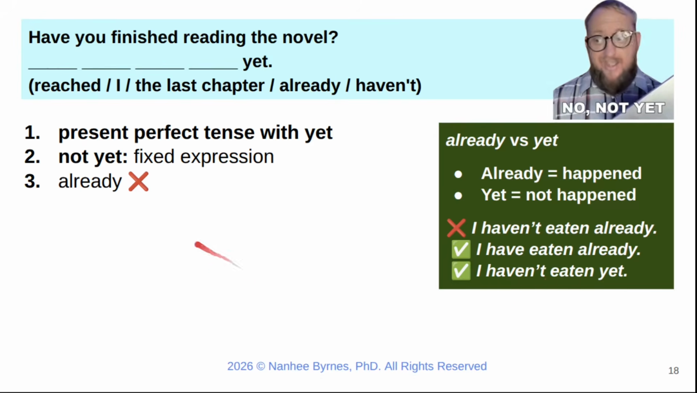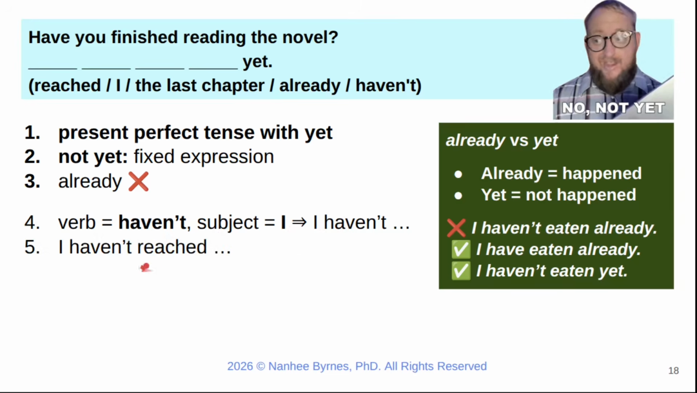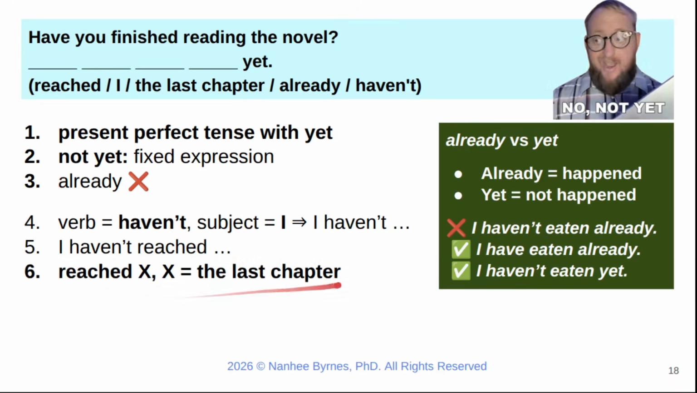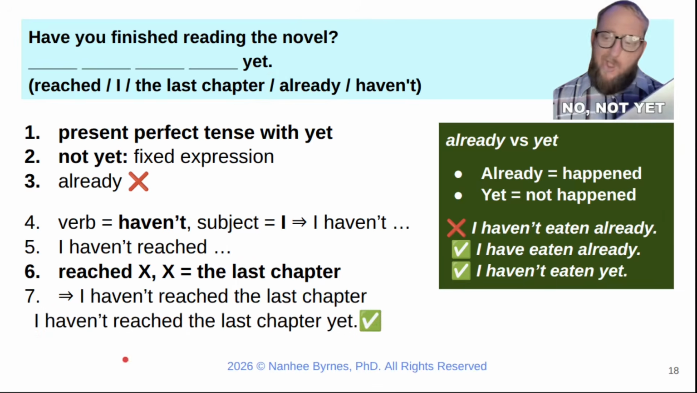Now look at the verb form. We have "haven't," and the subject is "I." "I haven't." To form the present perfect, we need the past participle. The past participle of "reach" is "reached," so we get "I haven't reached." Next, we need the object of "reached," which is "the last chapter." So the basic sentence structure is "I haven't reached the last chapter." Finally, "yet" is used in negative present perfect sentences to show that the action has not happened up to now. Putting it all together, correct sentence: I haven't reached the last chapter yet.